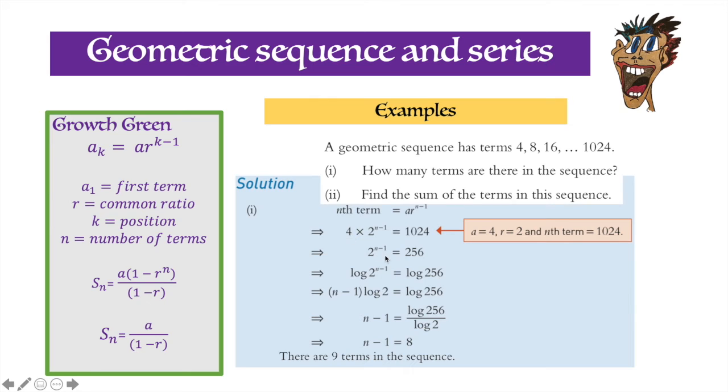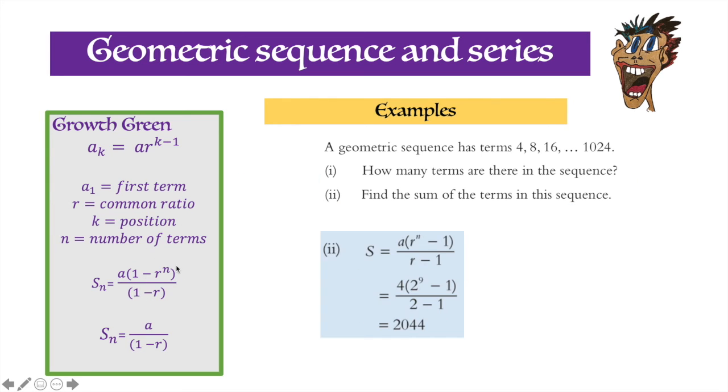Divide both sides by 4. Now you've got n in the power, so log both sides. Divide both sides by log 2. In this case, it's all equals. That's fine. But if you've got inequalities, you'll need to be careful with what you do with your inequalities. But in this case, it's an equal sum, so it's easy. So we know that there are 9 terms in this sequence. Now, for the second part, find the sum. Well, I'm literally going to fill the formula in here with what I know. And I get 2044.